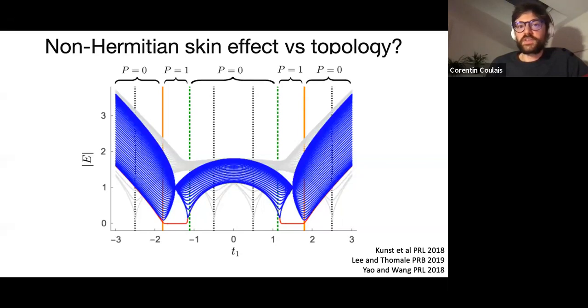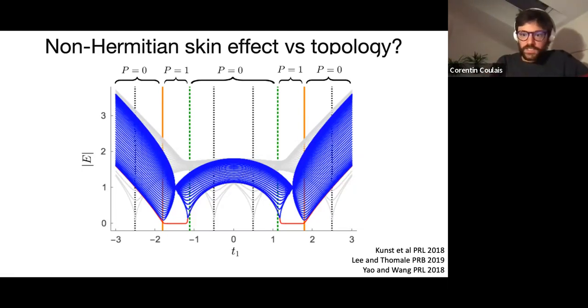In the time I have left, I would have liked to discuss skin effects versus topology, but I'm looking at Anton here for timing. How much time do you think I have? Yeah, easily 15 minutes, so that's quite fine. 15 minutes. Okay, I'm going to cut some details and just tell the basic story.